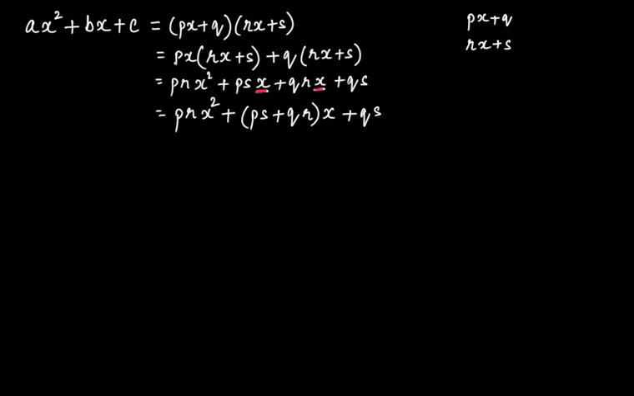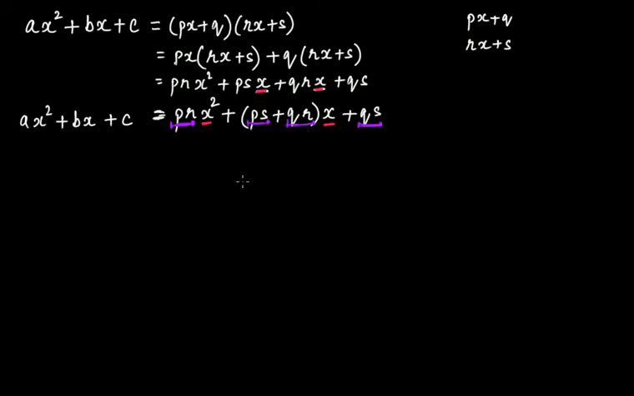Now we have this x squared, we have x, and then we have a constant term. It tells us that pr will be a certain number, ps will be a certain number, qr will be a certain number, because these are actually the coefficients. The coefficients can be any real numbers, right? So this will be a number, this will be a number, this will be a number. Okay, now it means that this ax squared plus bx plus c has been expressed in this form.